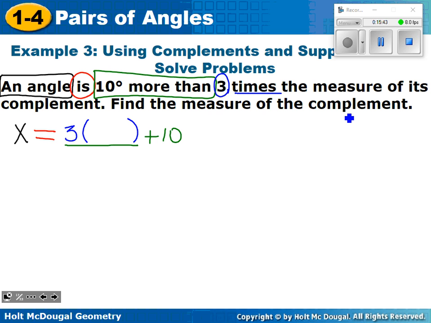The measure of its complement. We can't call the complement x because we've already called the angle x. If we put a variable y, then we have 2 variables and only 1 equation. In Algebra 1, you should have learned that you cannot solve 1 equation with 2 variables, right? You have to have 2 equations if you have 2 variables. So instead of calling it y, think about what we said the complement is supposed to be called.